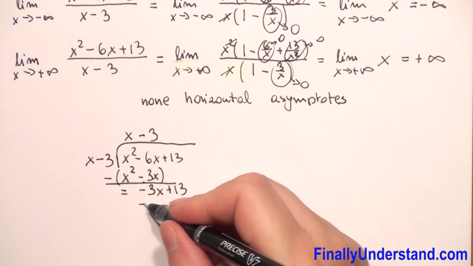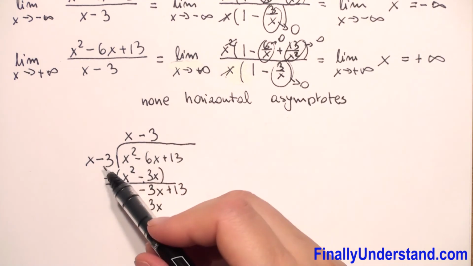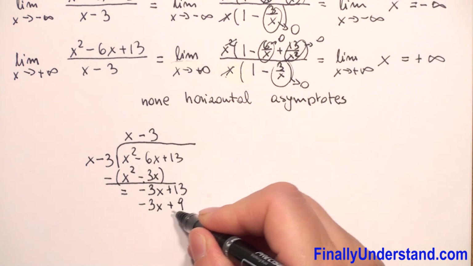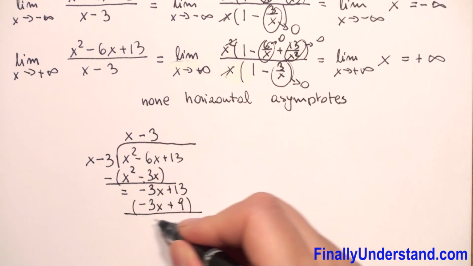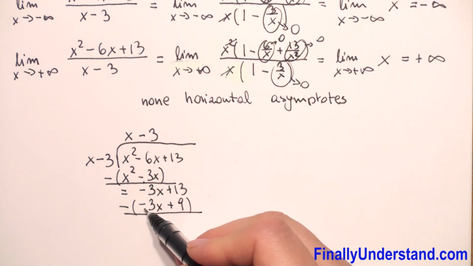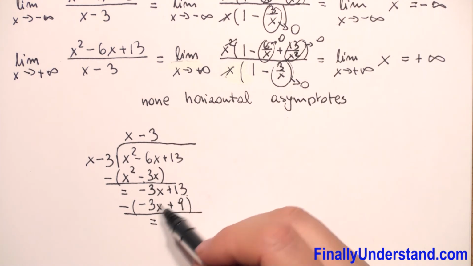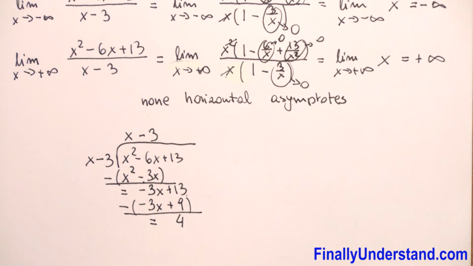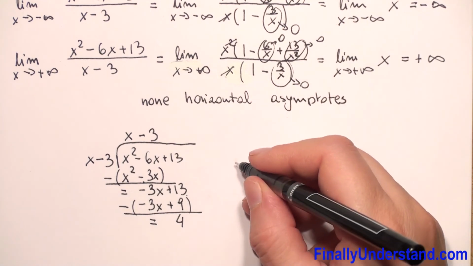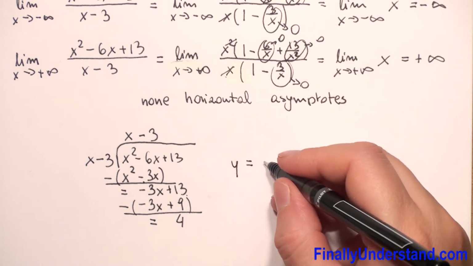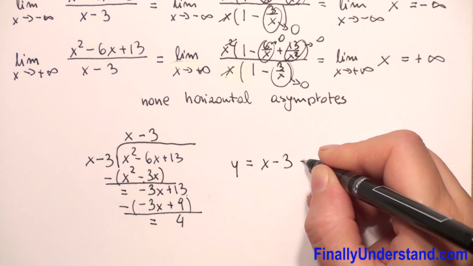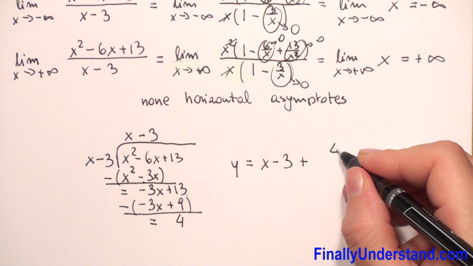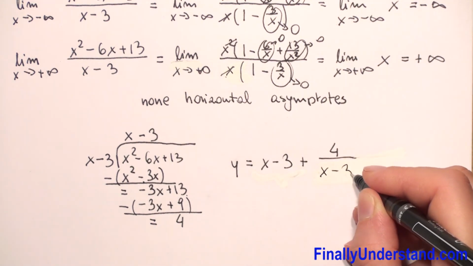Now we have to do multiplication. Negative 3 times x is negative 3x. Negative 3 times negative 3 is positive 9. Now we have to do again subtraction. Negative 3x, negative and negative give us positive, so we have plus 3x. So this is equal 0. We have positive 13 minus 9. This is equal 4. So we can rewrite our function y to form x minus 3 plus 4 over x minus 3.